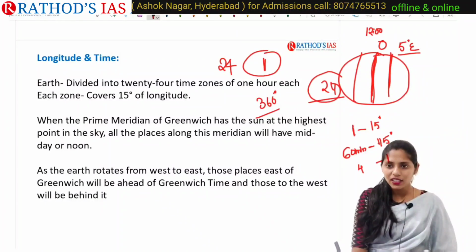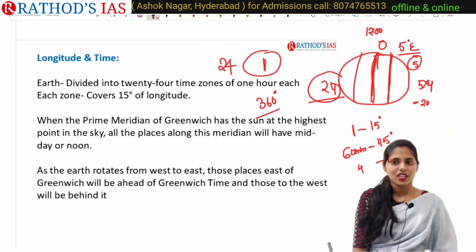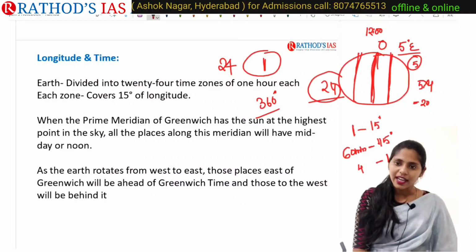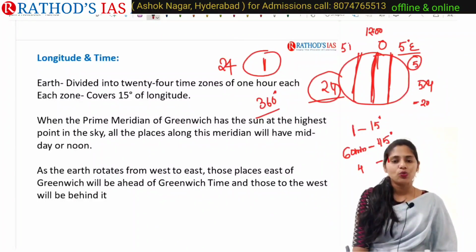So at this 5 degrees east longitude, what is the time? Here it is 5 degrees ahead, meaning 5 into 4 minutes, that is 20 minutes. If you want to calculate the time at 5 degrees west longitude, here it is exactly 12, and 1 degree is equal to 4 minutes. So 5 degrees is equal to 20 minutes.